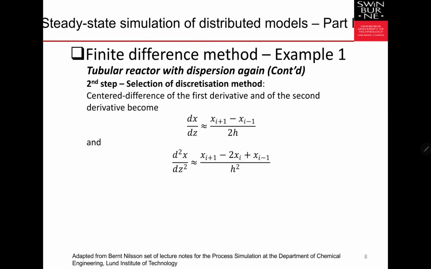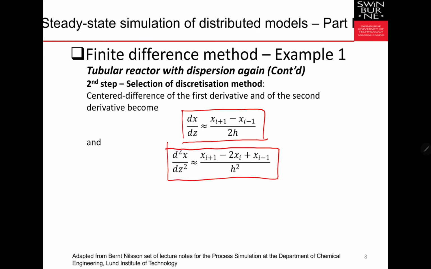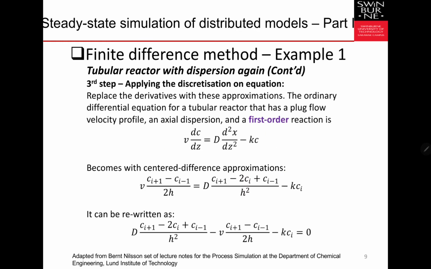Then we select the discretization method. We choose the center difference for the first derivative and for the second order derivative, according to this expression and this expression in here. We have derived previously these equations for the tubular reactor with dispersion, which I don't need to repeat again. You want to refer to your previous week derivations and the additional materials.